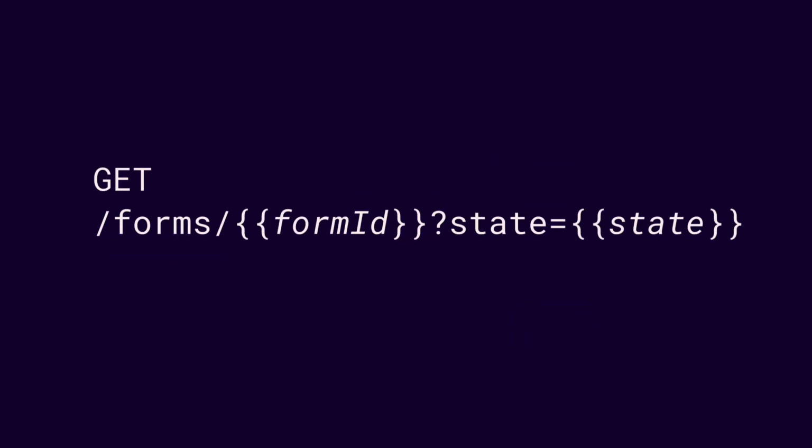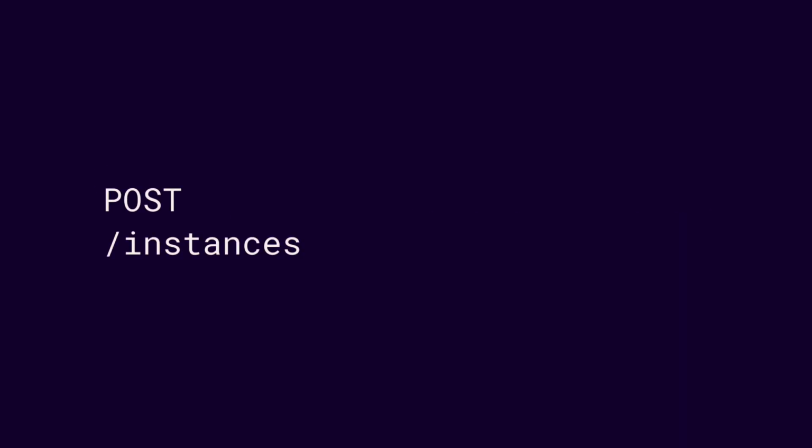When you identify a form to use, you call the Forms endpoint again, including the form ID value in the URL and specifying a state query parameter to indicate whether the requested configuration is active or a draft. The response includes a list of form fields and their data types. To create an instance of a form, you make a POST request to the instance's endpoint for that form ID.